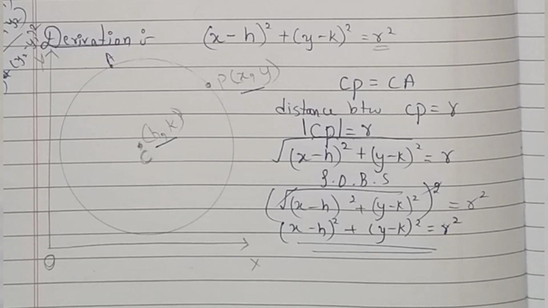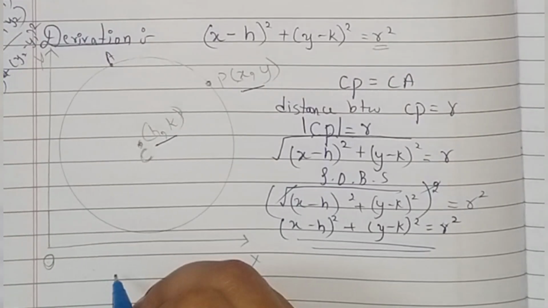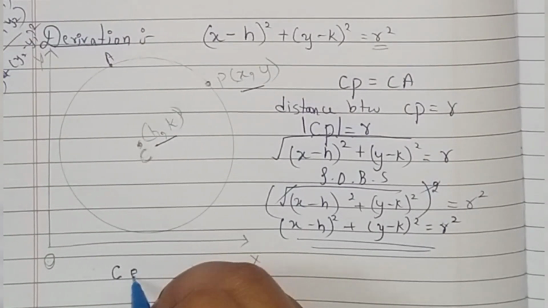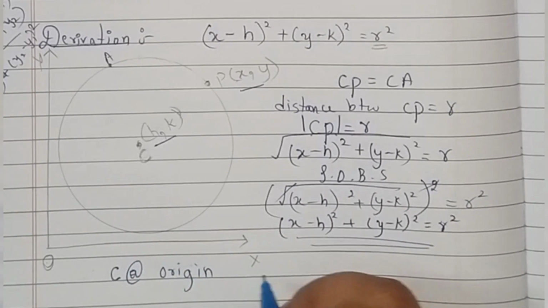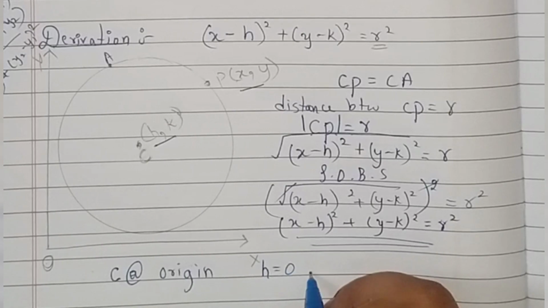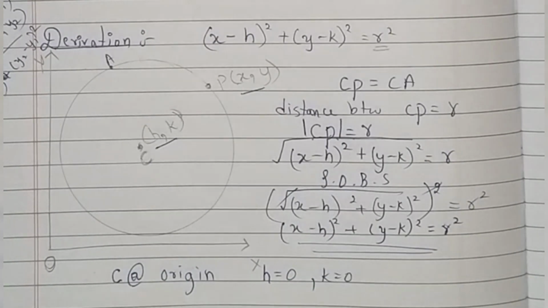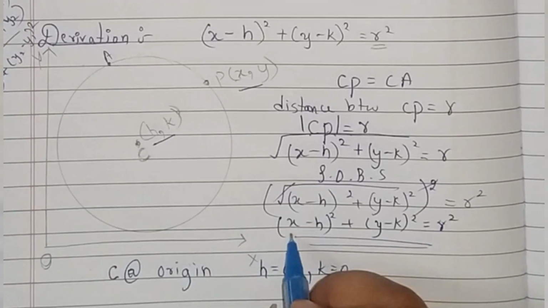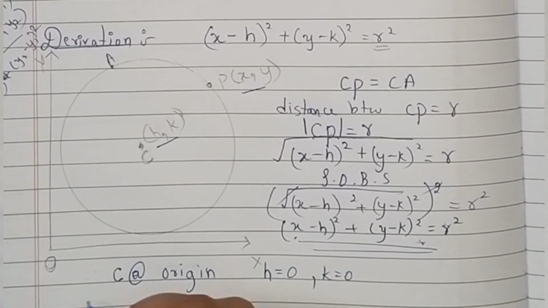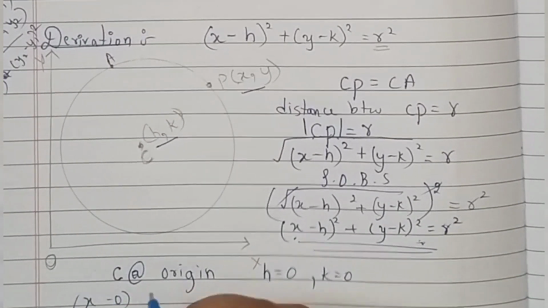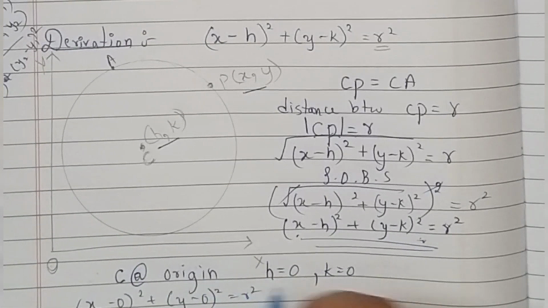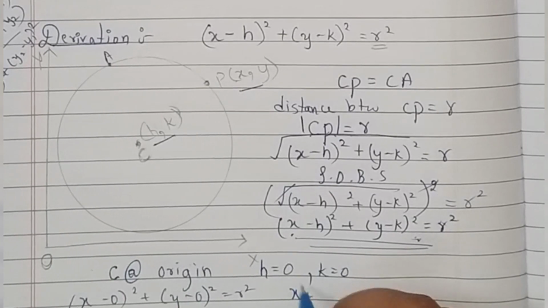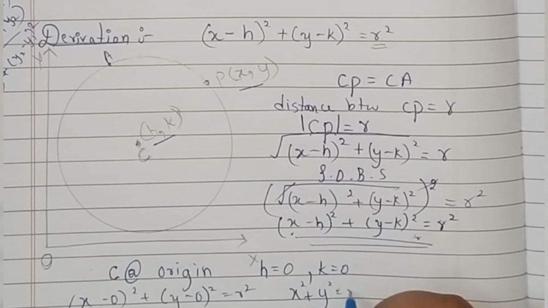And then we have said that if the center is at the origin, h is equal to 0 and k is equal to 0, right? The coordinates of the origin are 0 comma 0. If we substitute in this equation, (x minus 0) the whole square plus (y minus 0) the whole square is equal to r square, so x square plus y square is equal to r square.